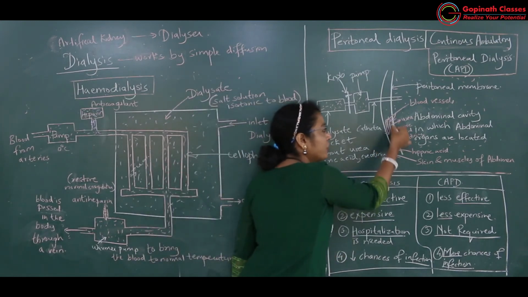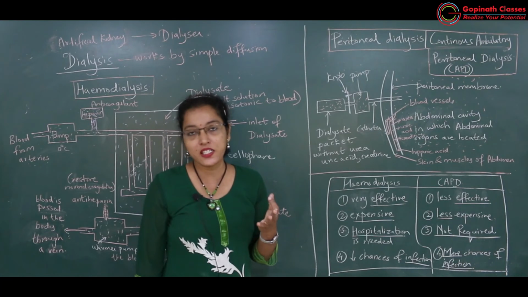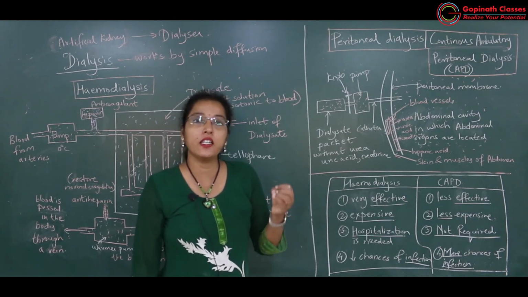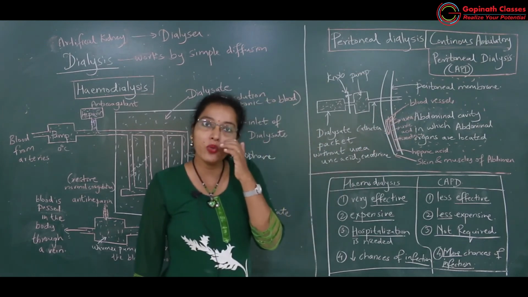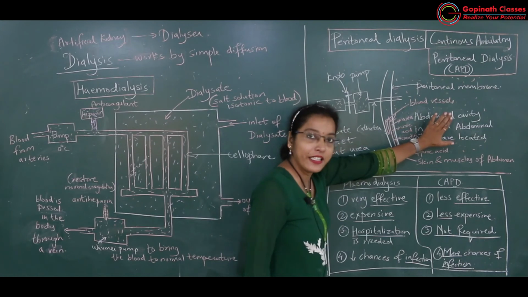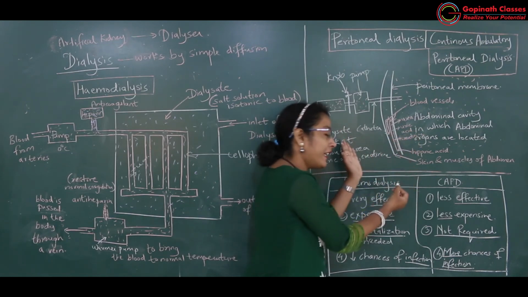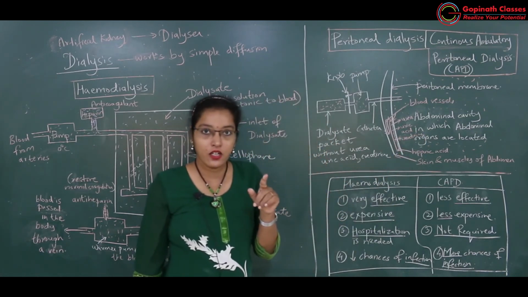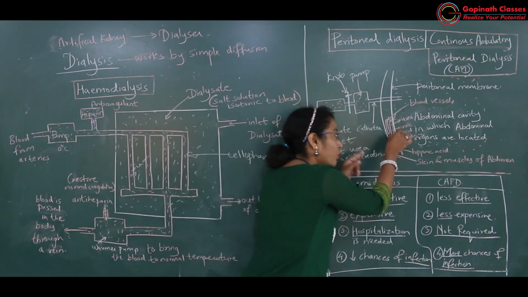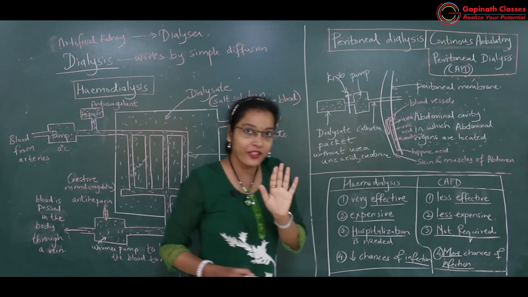Whatever blood is there in the blood capillaries will have an excess amount of nitrogenous waste, that is urea, uric acid, creatinine, hippuric acid. So all this excess nitrogenous waste has to be removed. Once the dialysate enters the abdominal cavity, across the peritoneal membrane, on one side there are blood capillaries and on the other side there is dialysate. The blood in the capillaries has nitrogenous waste. Dialysate is not having nitrogenous waste.